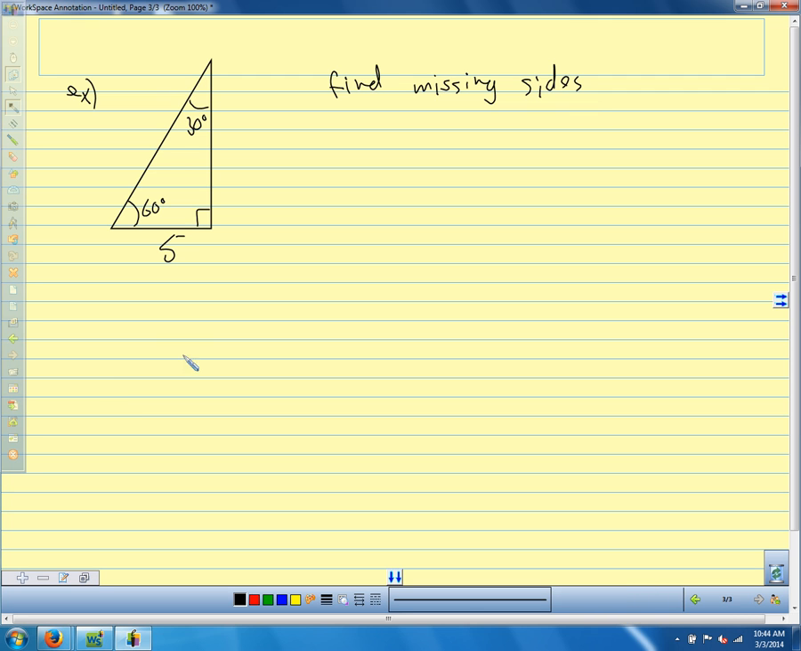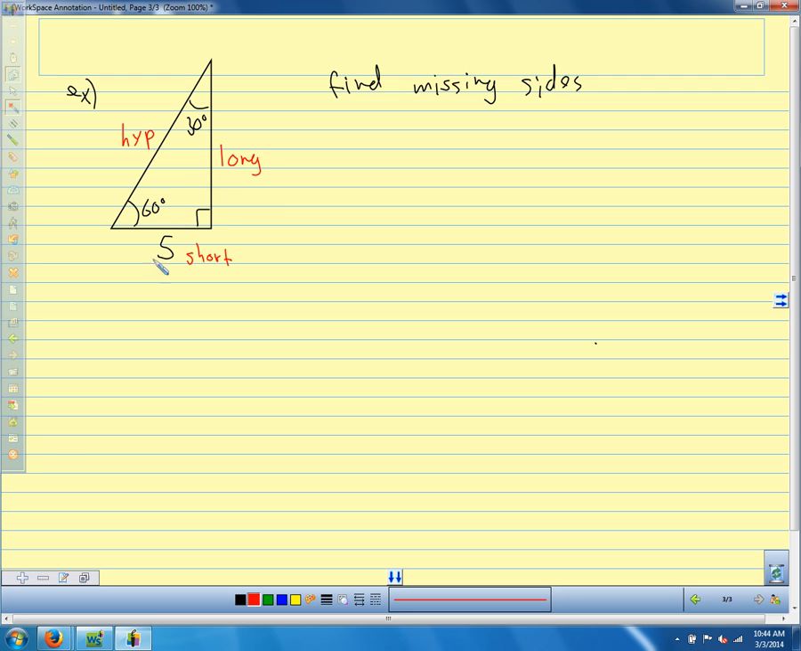So what I'm going to suggest is, just like we did for the Pythagorean theorem and for 45, 45, 90s, let's label our sides. So is 5 the short, the long, or the hypotenuse? It's the short, because it's opposite the 30 degree angle, opposite the smallest angle. This side is the hypotenuse, opposite the 90 degree angle, and that makes this side long. The long side is always across from the 60.